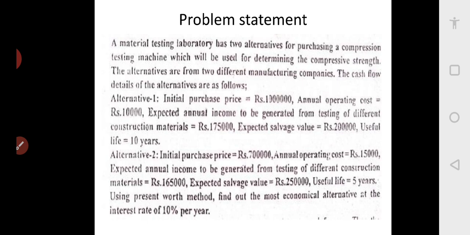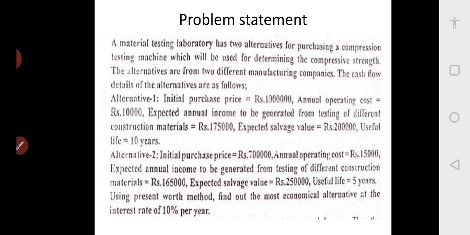Alternative 2 is the cheaper one. The initial price is 7 lakh rupees. The annual operating cost is only 15,000 rupees. The expected annual income generated from testing of different construction materials is 1,65,000 rupees. The expected salvage value is 2,50,000 rupees. The useful life is only 5 years. Using the present worth method, find the most economical alternative at an interest rate of 10% per year.